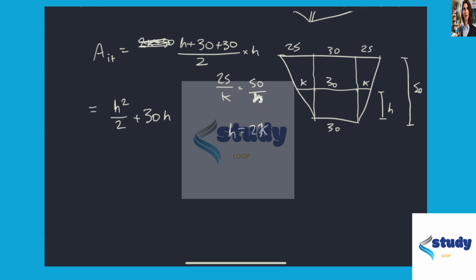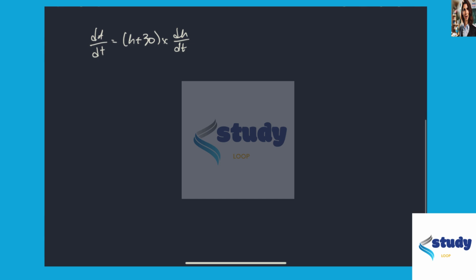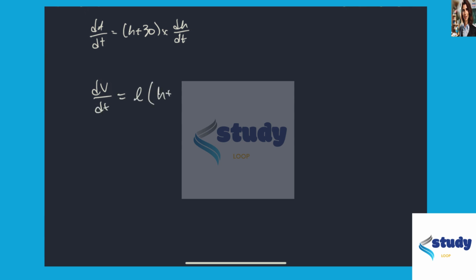And this is helpful because we now have our area, which we can take the derivative of and end up getting that dA/dt is equal to h plus 30 times dH/dt. Thankfully, though, we can substitute this expression in for the previous equation because our goal is to find dH/dt. So we have that dV/dt is equal to L times h plus 30 times dH/dt.